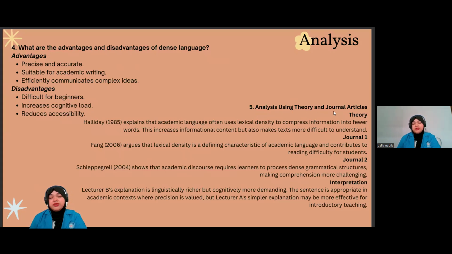Analysis using theory and journal article I use from Halliday, Fang, and Schleppegrell, and for interpretation, lecture B explanation is linguistically richer but cognitively more demanding. The sentence is appropriate in academic context where precision is valued, but lecture A simpler explanation may be more effective for introductory teaching.